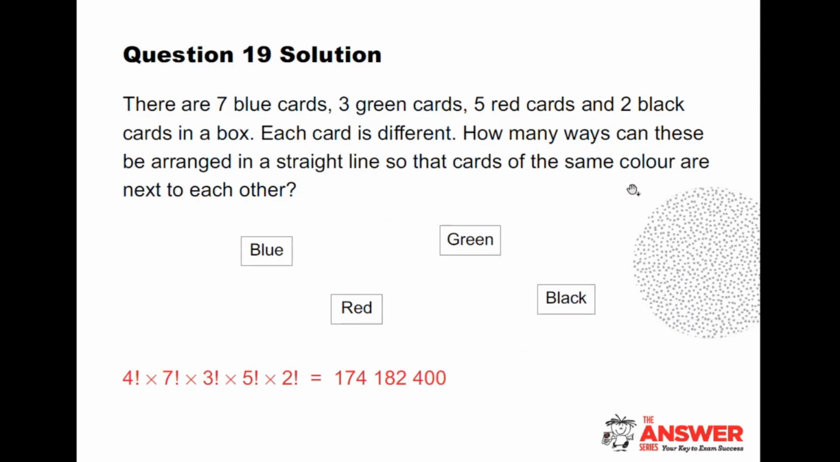I need to arrange them so cards of the same color are next to each other. So how many groups have I got? 4. Blue cards, green cards, red cards, black cards. How many ways can I arrange 4 things? 4 factorial. But the blue cards themselves can be arranged in all different orders. That's where the 7 factorial comes in. The green cards, 3 factorial. Red cards, 5 factorial. Black cards, 2 factorial. Whoops, sorry, I clicked the button. Huge number. Massive, 174 million different ways. But it's the same principle as all the other ones I've done.